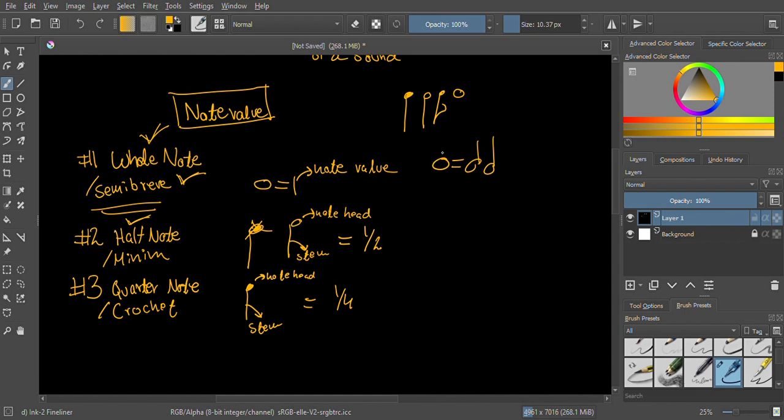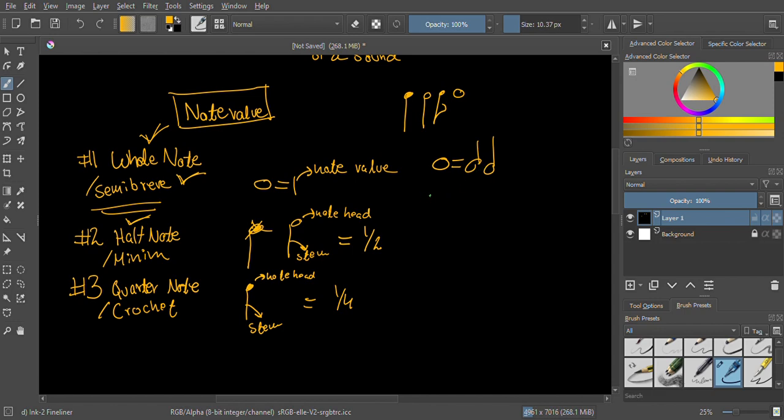And what that means is that a whole note is meant to be played twice as long as a half note. By this, I mean a whole note is double the length; it's meant to be played twice as long as a half note in terms of duration.